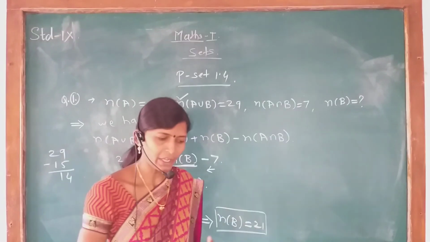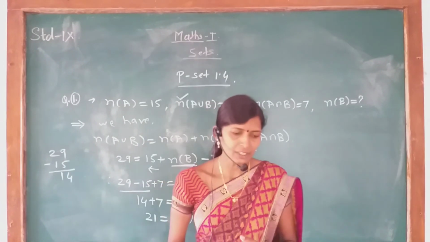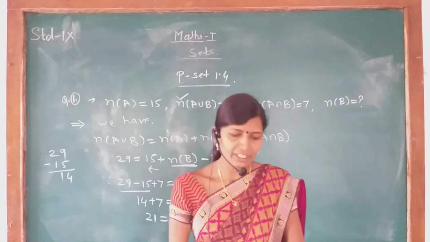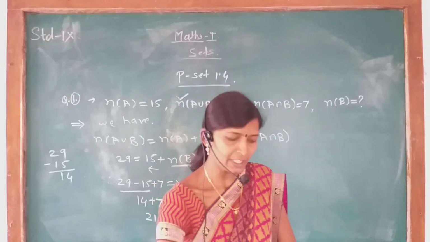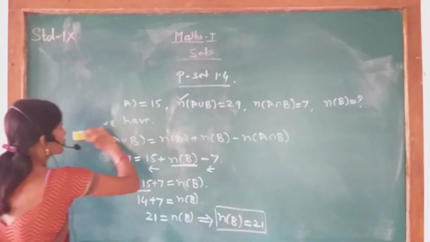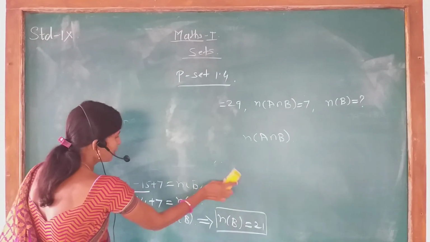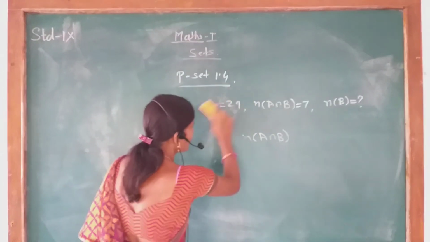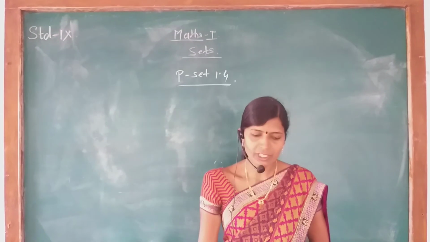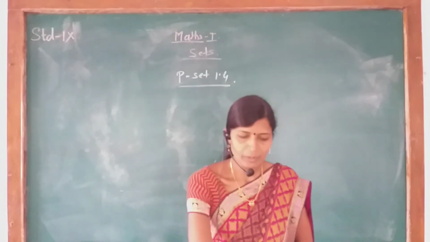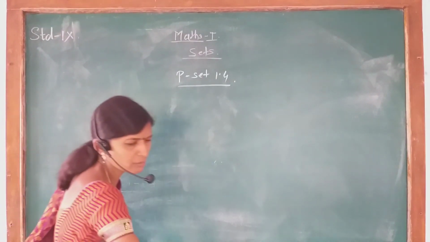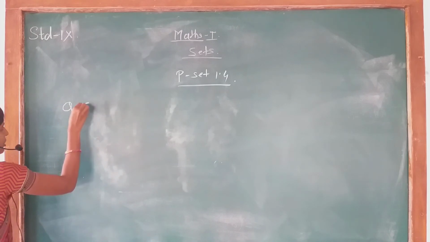Now see question number 5 of the same exercise, that is practice set 1.4. Observe the given Venn diagram and write the following sets. The Venn diagram is already given and you have to write the elements of the given set. So which are the elements of the set A? You have to see the Venn diagram and then write the elements. I am not going to draw the Venn diagram on the board. You see it in your textbook, page number 16.